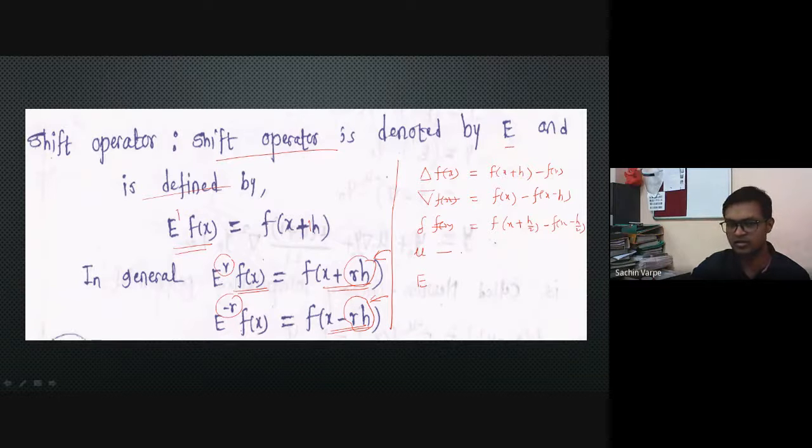That is the central difference. When I operate mu onto f of x, the average of these two is the average operator, that is half of f of x plus h by 2 plus f of x minus h by 2. Okay, average. And E raised to r of f of x is what? f of x plus rh. That's it. So these are the 5 operators with their relations we have seen.